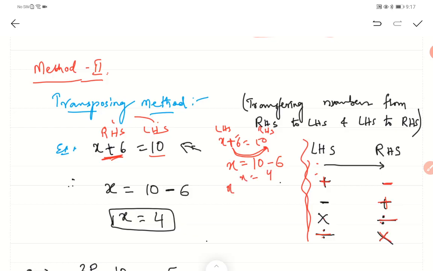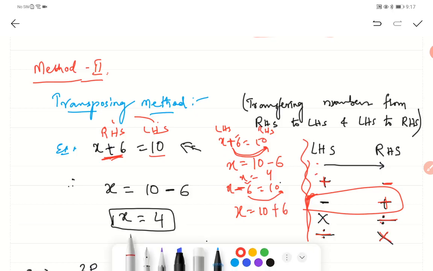Now if I have x minus 6 equal to 10, when I am transferring this minus 6 to this side, what will happen on the right hand side? Using this rule, minus 6 will become plus 6.